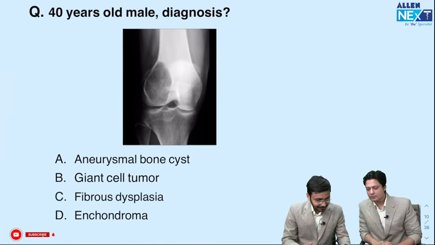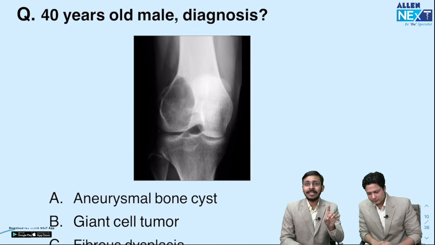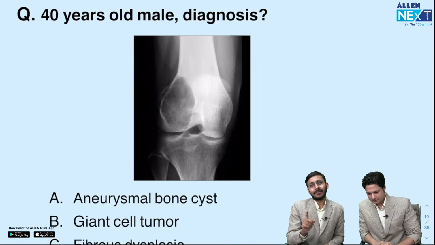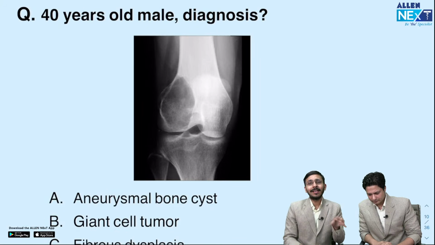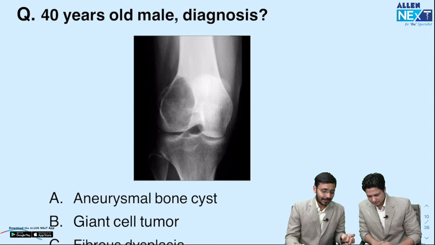Okay, so let's just discuss the X-ray here in a brief description. So what do we see here? We see a lytic lesion. First of all, it is a black looking lesion. In radiographic terms, we call it a lytic lesion. And what are the further characteristics?